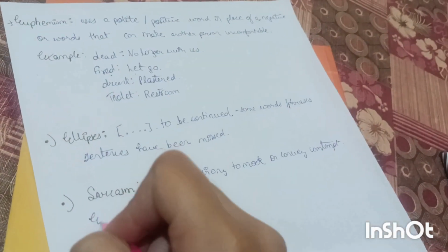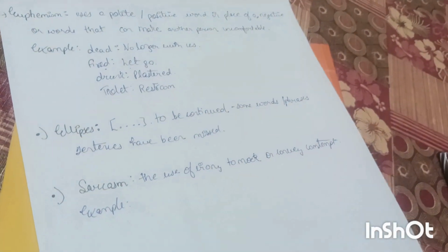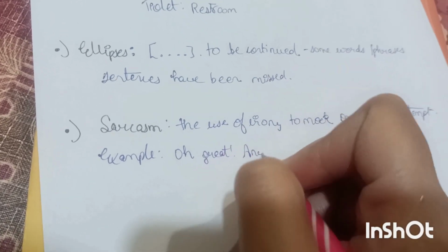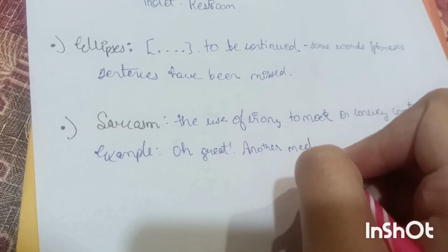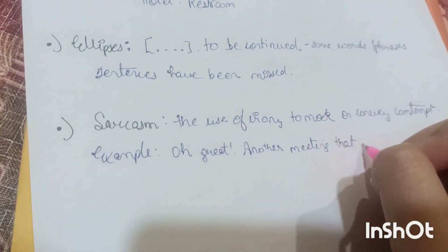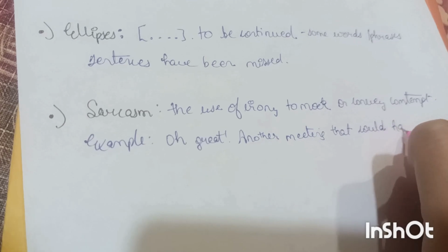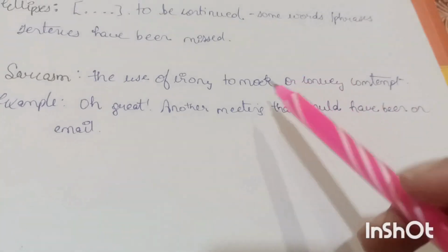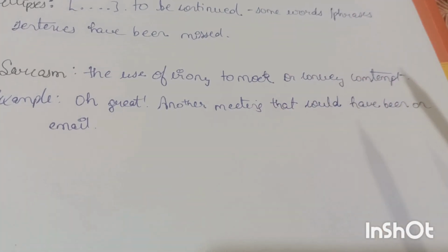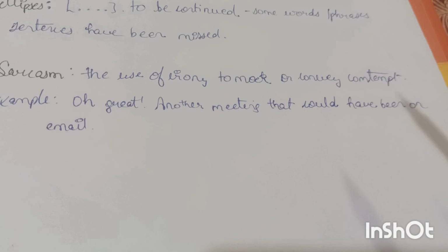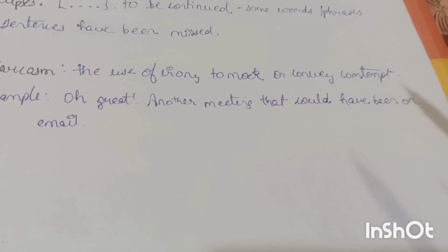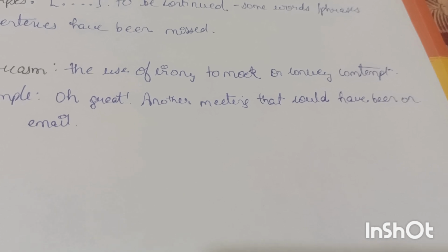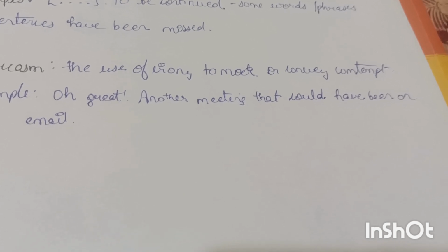So now let's understand it through an example. Oh great, another meeting that could have been an email, okay? So in this scenario you can see that two people are meeting each other and one of them says that we could have met over email also, okay? So that means he is trying to mock the other person, that there was no need to meet face to face, we could have chatted on email or we could have chatted through our phones, okay?